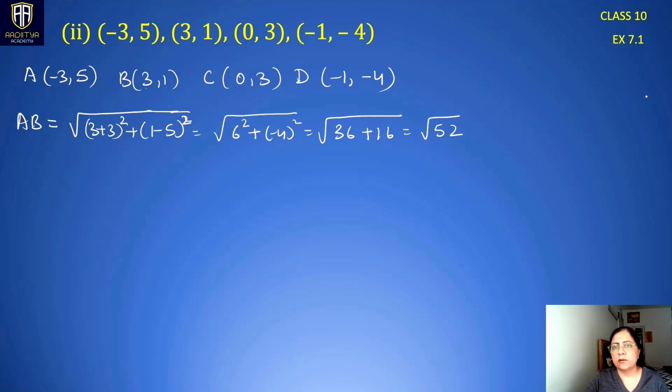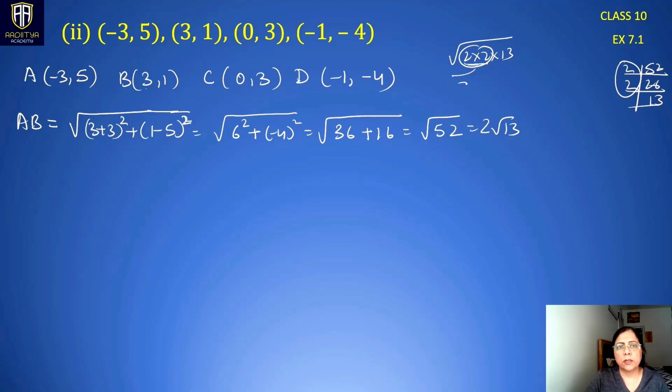Right? Now see if you can factorize root 52 or not. 52 to 26 to 13. So we can write this as 2 root 13. You can see here this is 2 times 13. So you can take this 2 from this pair of 2, you can take 2 common. This becomes 2 root 13. Then we have BC. BC is 0 minus 3.